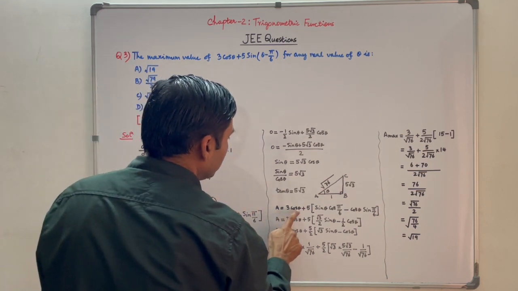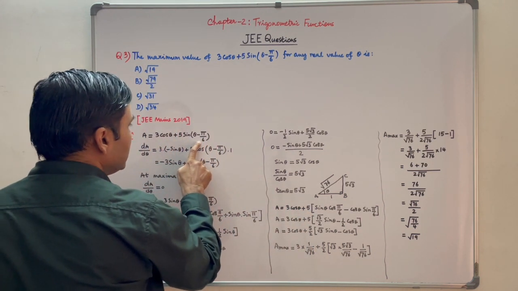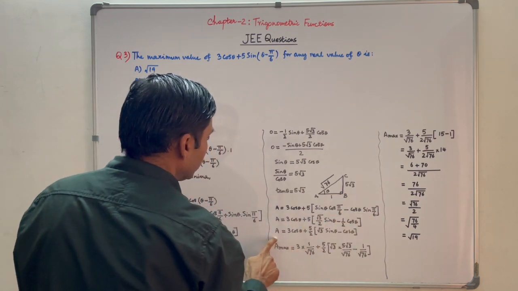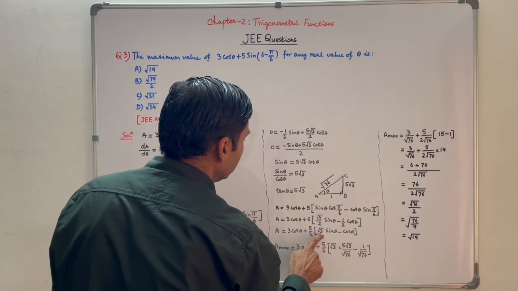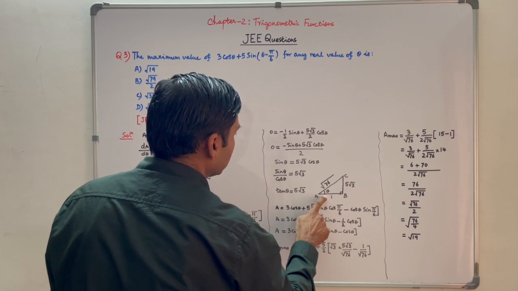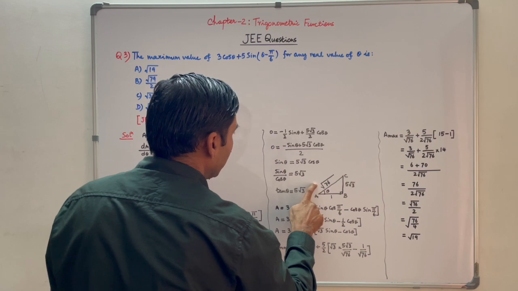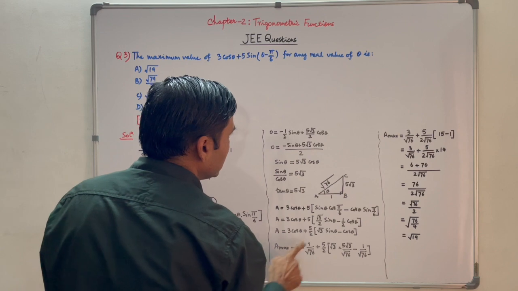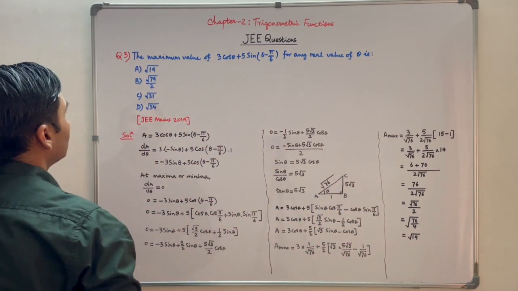So A is equal to 3 cos theta plus 5. This is sin A minus B, that is sin A cos B minus cos A sin B. So on simplification, A is equal to 3 cos theta plus 5 by 2 into root 3 sin theta minus cos theta. Put the value of sin theta and cos theta from here. Sin theta as 5 root 3 upon root 76 and cos theta as 1 upon root 76. So A max comes out to be under root 19. So the correct option is option A.